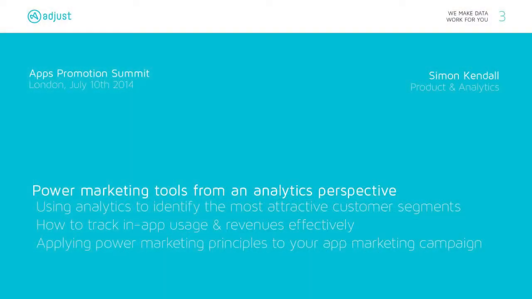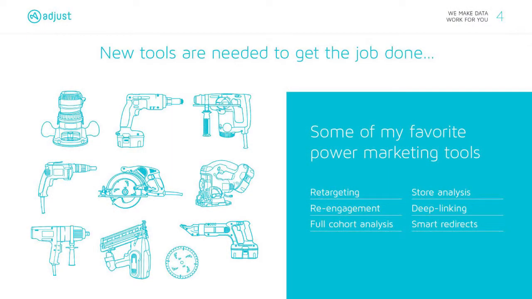Briefly, my role at the company is pretty much to talk to our clients, figure out how to implement their tracking, interpret the data coming in, and see where we can help them most. Power marketing tools is something that I'm seeing coming up more and more. This includes re-engagement, retargeting, and cohort analysis that we've been pushing for the last 6 months or so. It also includes more advanced capabilities in terms of store analysis. Deep linking naturally is part of that as well.